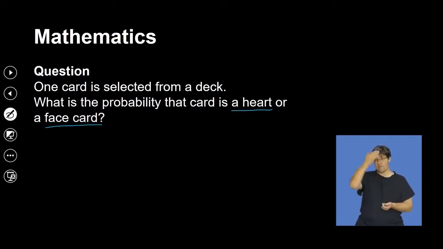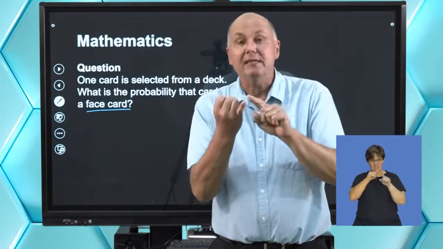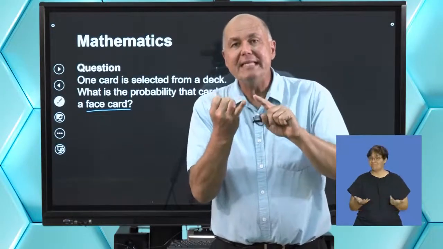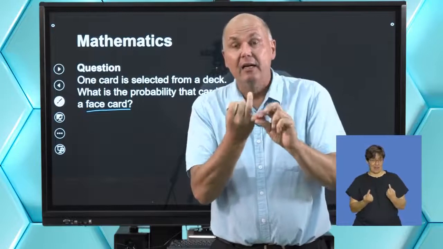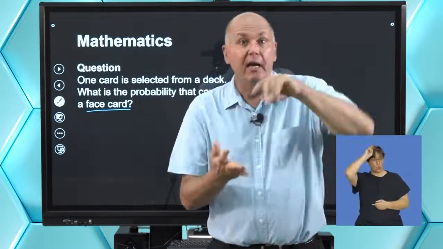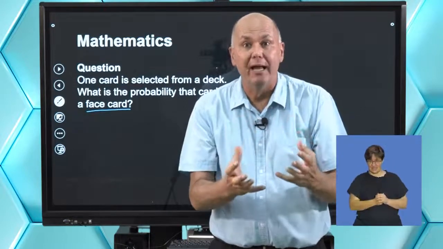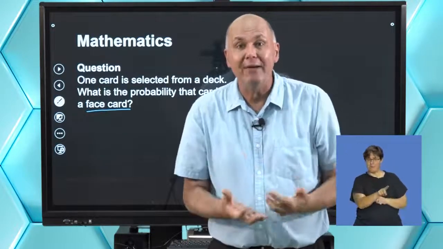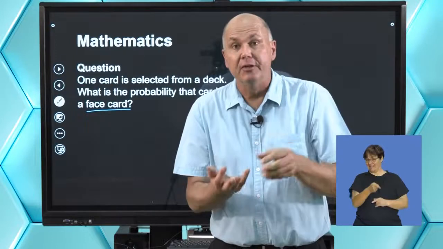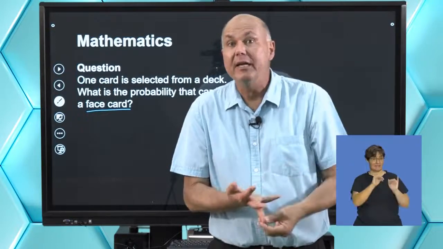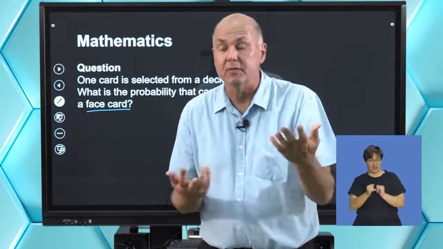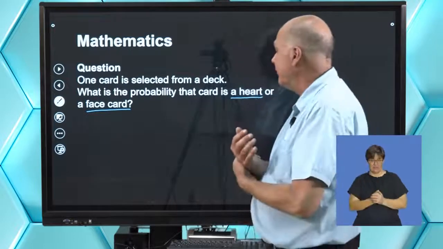So what do we mean by face card? Well, a face card is something that is either a jack, a queen, or a king. It's got a face on the card. We can see what it looks like. It's one of those high value cards. So the jack counts for 10, the queen counts for 11, and the king counts for 12. Some people do it in that notation.